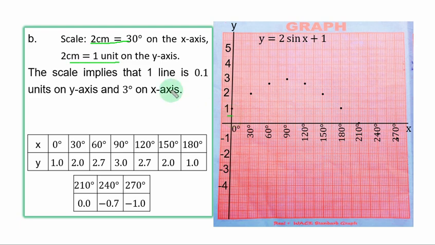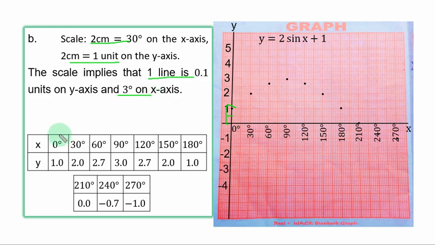This scale implies that one line is 0.1 unit on the y-axis. You have 10 lines from here to this place. If you divide the number of units, 1, by the number of lines, 10, you have 0.1, and one line is equal to 3 degrees on the x-axis. Next thing is to plot.